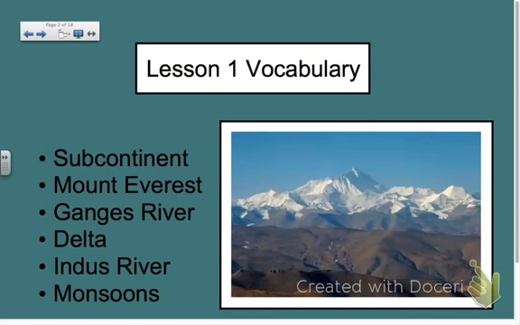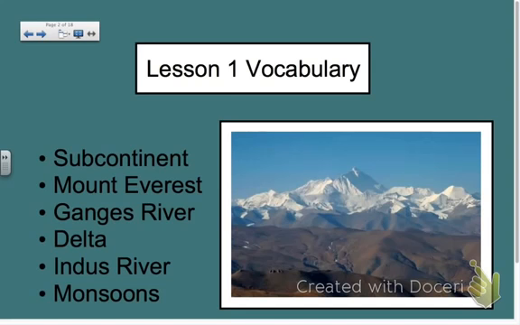The subcontinent is an area of land that is smaller than a continent. In this instance, we are talking about the Indian subcontinent, so it is a proper noun, a capitalized noun, so to speak. It's a specific area of land that we're focusing on, and it consists of 7 countries: Bangladesh, Bhutan, India, the Maldives, Nepal, Pakistan, and Sri Lanka.